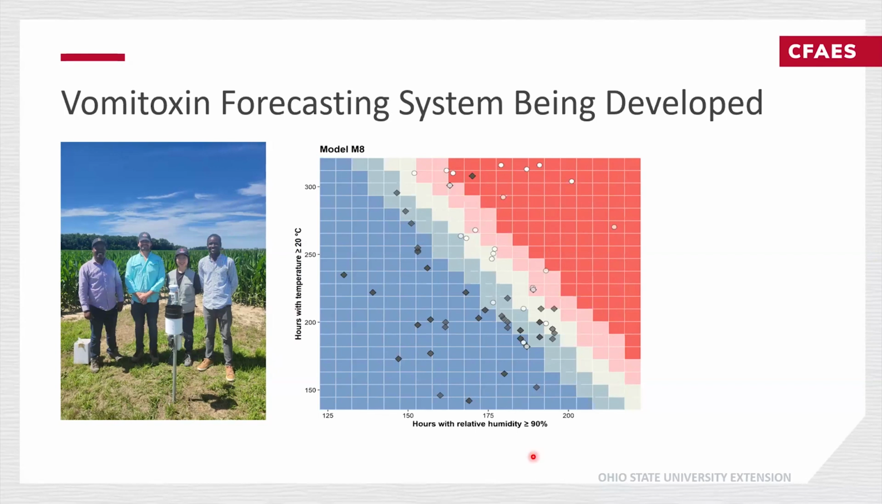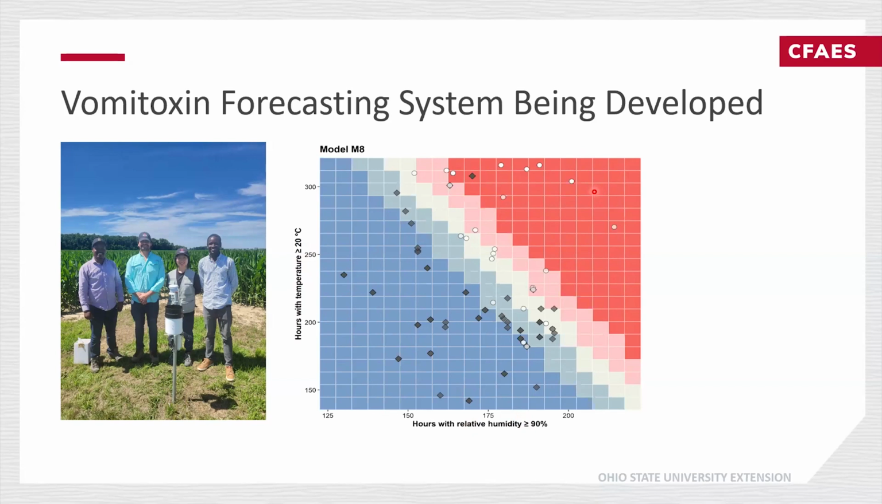So right now we're in the early stages of this forecasting system where manually entering our relative humidity and our temperature is going to give us that risk. So you can see as we have more hours at a relative humidity more than 90%, and as we have higher temperatures for a longer period of time, we're in this red corner.